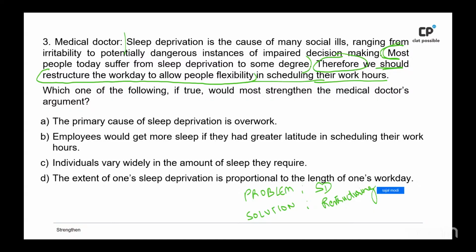Okay, restructuring the workday. Whenever the author points out a problem and proposes a solution, the assumption is that the solution will work, right? So the author gives a problem statement, there is some problem, and then proposes a solution. The assumption the author makes is that this solution will work or is likely to work.